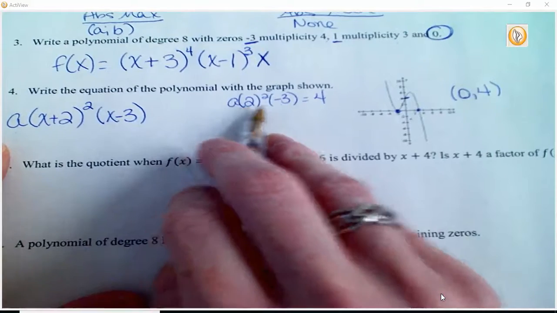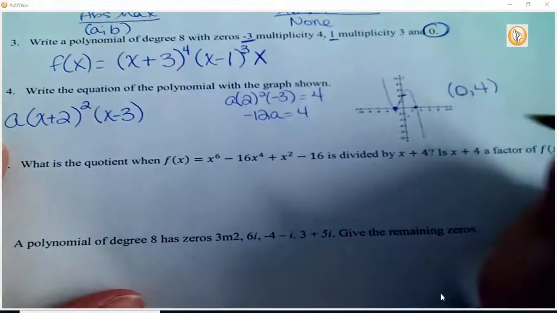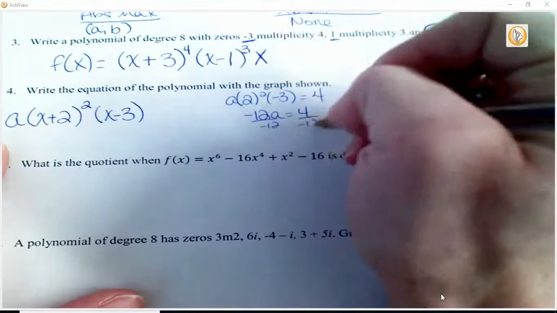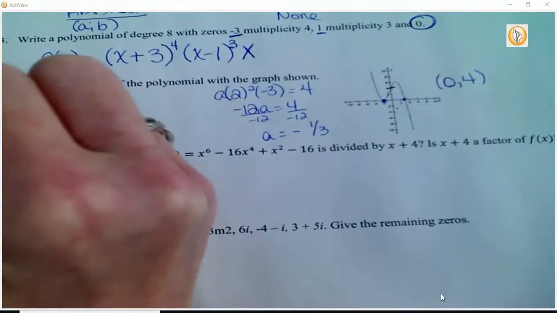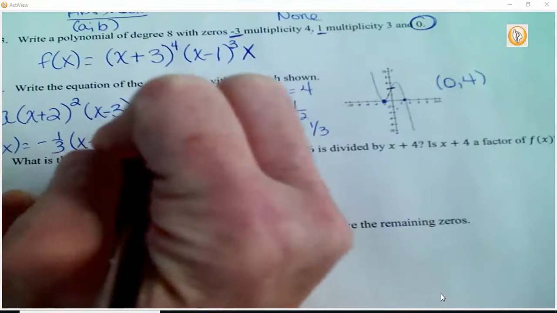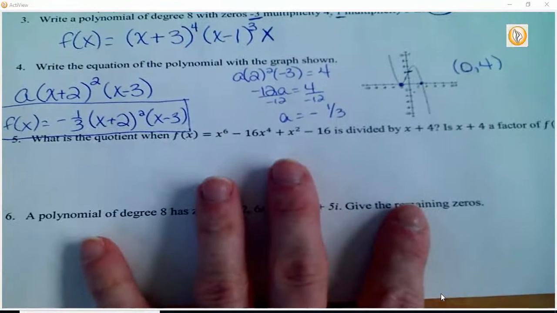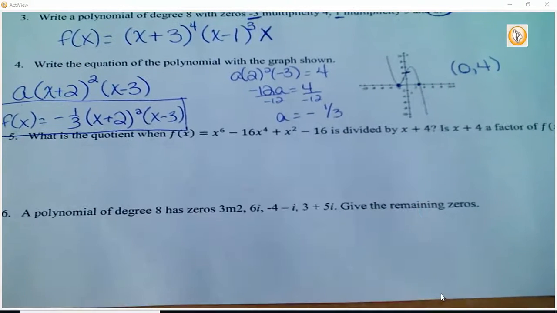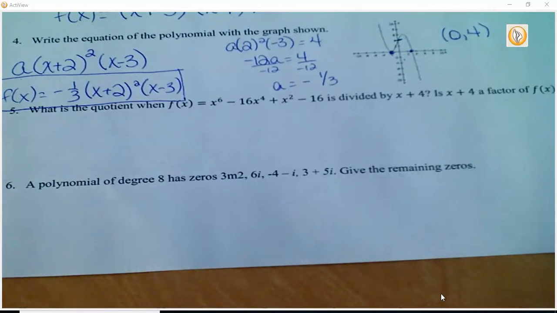2 squared is 4, times -3 is -12. Divide by -12, and A is -1/3. So my final polynomial is -1/3 times x plus 2 squared times x minus 3. I want you guys to take a few minutes and try the next couple questions on here. So try 5 and 6. If you want to talk with somebody else, you're welcome to do so.